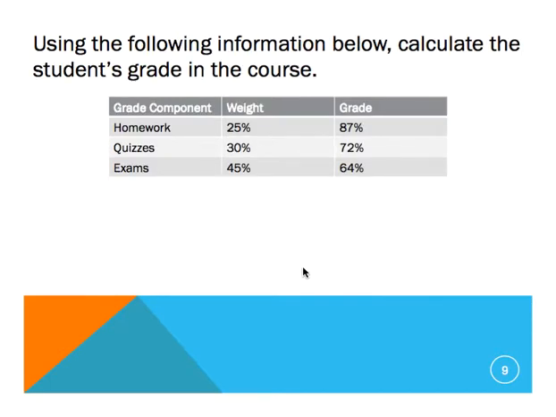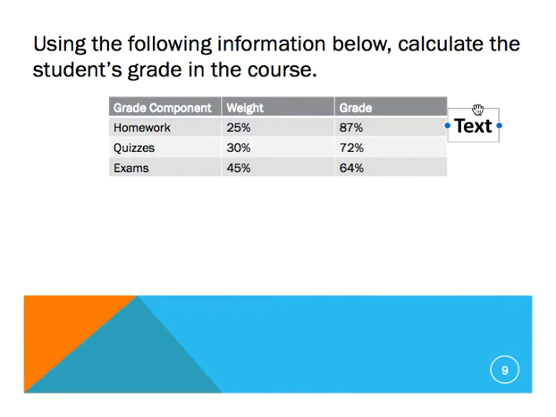Okay, here is a similar example, but this one asks us to use the following information to calculate the student's grade in the course. This is a weighted average where everything is a percent. So we know that homework is worth 25%, and quizzes are worth 30, and exams are worth 45, and then they have different grades on each of these. So what we're going to do is the same original process. We're going to take our weight and multiply by our grade. The thing that we will want to do is change our weights into decimals and then leave our grades as whole numbers.